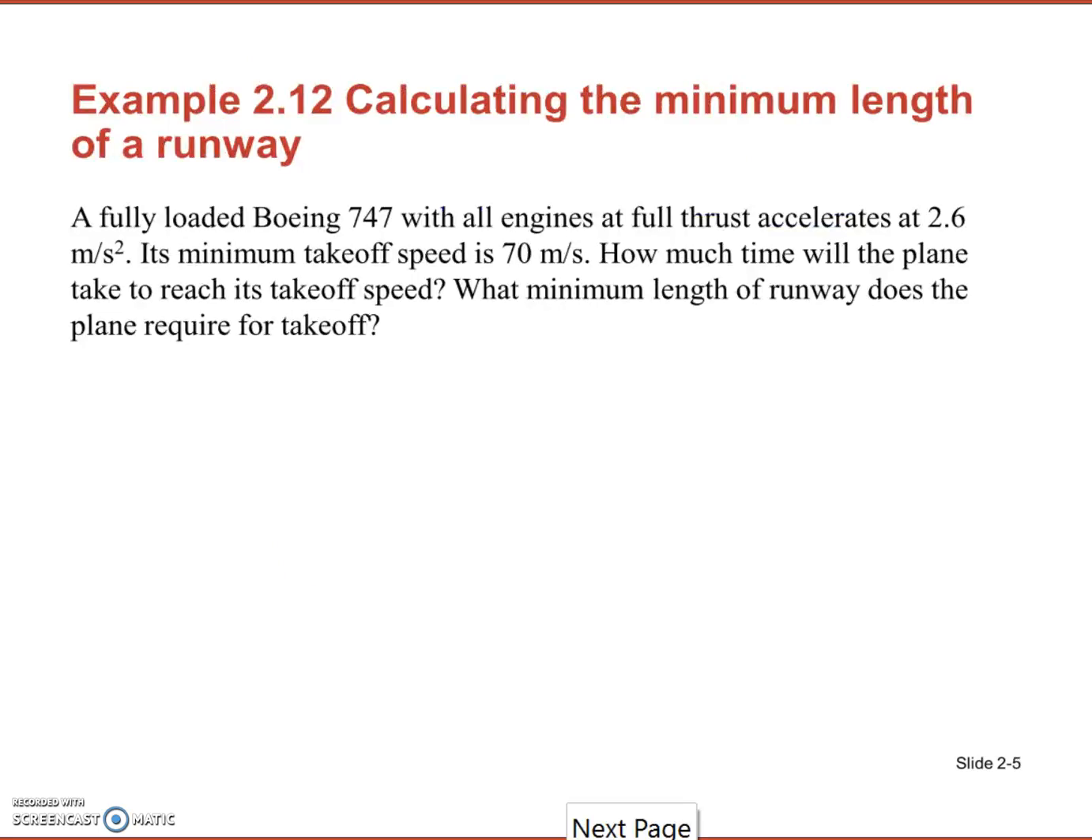And instead, let's go on to the next problem. Okay, this one, a fully loaded Boeing 747 with all engines at full thrust accelerates at 2.6 meters per second squared. Again, I've got some interesting things. We have an acceleration. Its minimum takeoff speed is 70 meters per second. I don't know yet if that's an initial or final speed.